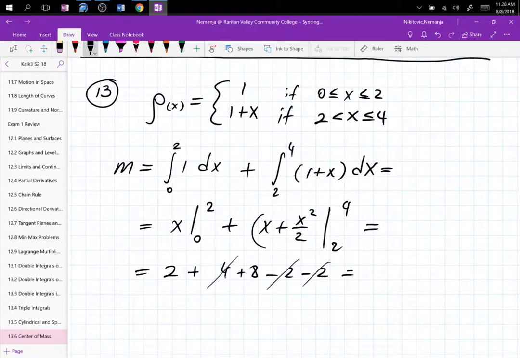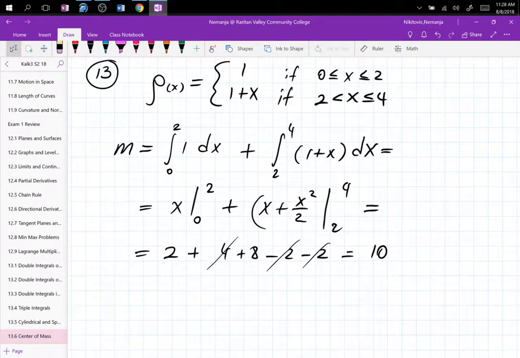So 4 will die with these 2s, and we have 10. So mass is 10. 10 grams, 10 kilograms, 10 slugs, right? Slug is the unit of mass in the imperial system, you know that? All right, learn it.